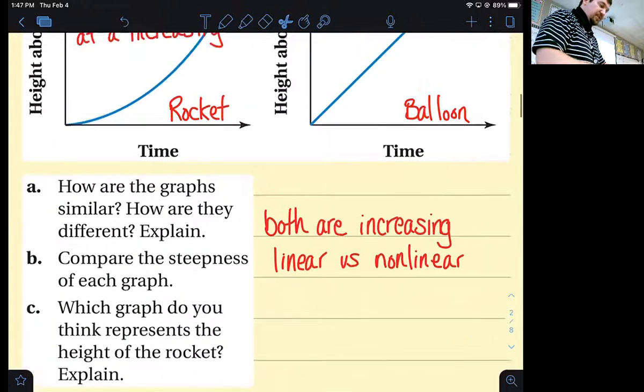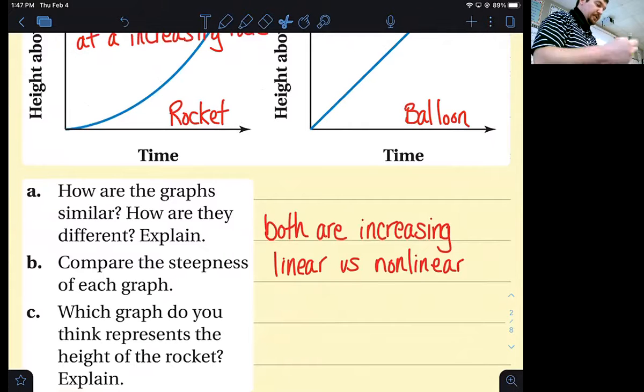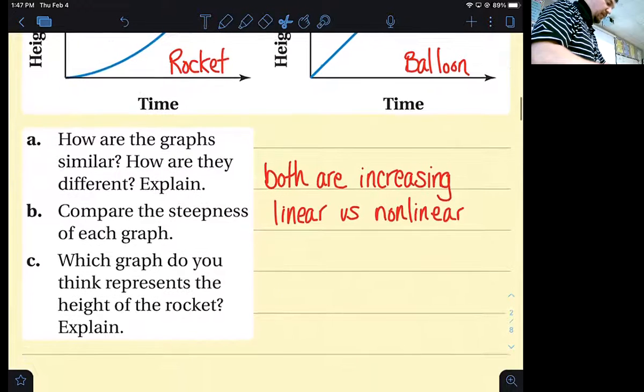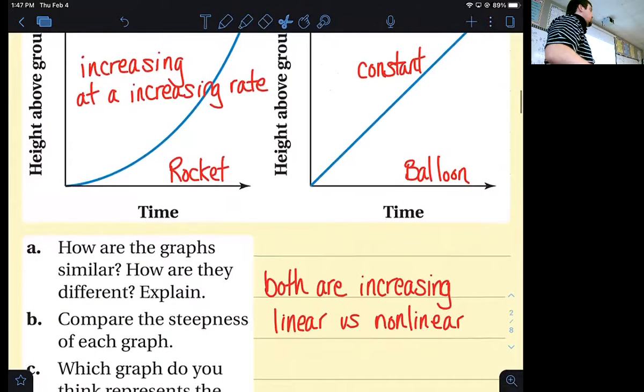Compare the steepness. We just said that. One is increasing at an increasing rate. The other one's constant. And it says, which graph do you think represents the height of the rocket? We've already said. So we've answered all three of those. Good check.